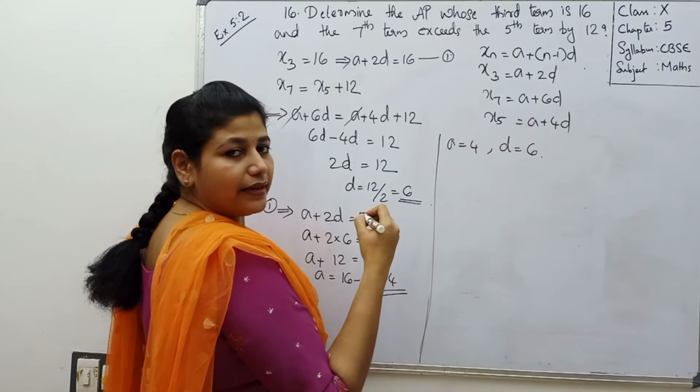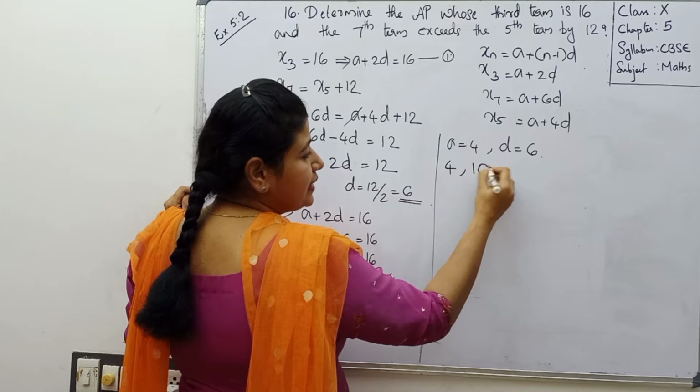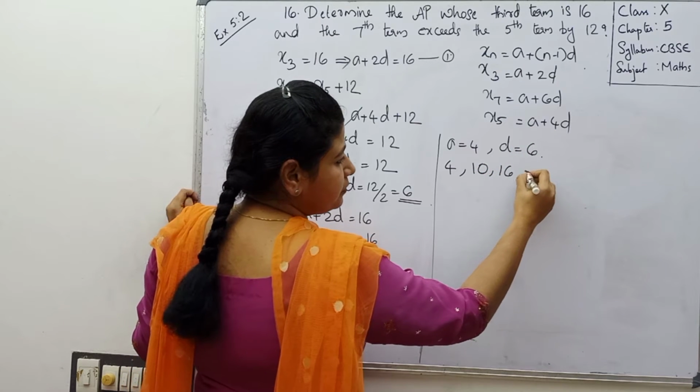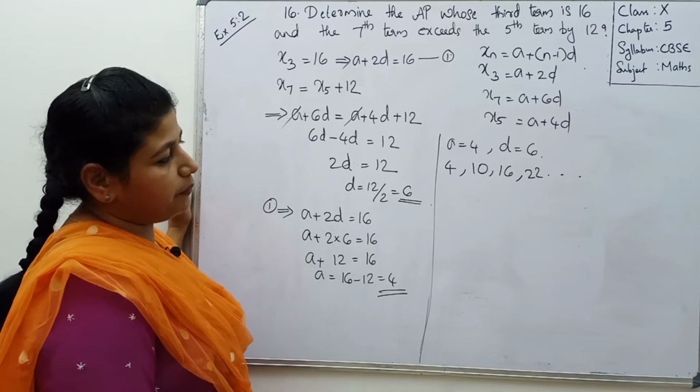So we can write the AP. The first term is 4. 4 plus 6 is 10. 10 plus 6 is 16. 16 plus 6 is 22, and so on. So this is our AP.